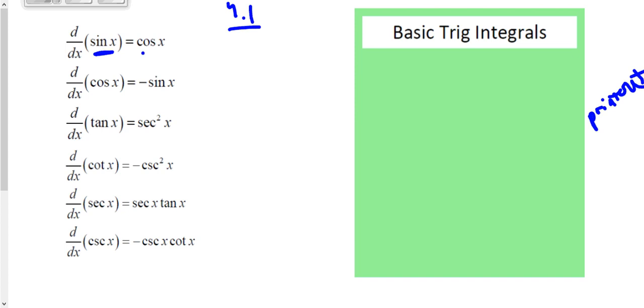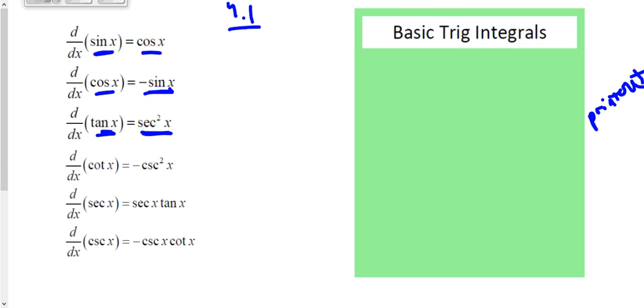The derivative of sine is cosine. Derivative of cosine is negative sine. Derivative of tangent is secant squared, and so on. We can see this list. For integrals, we can only work this list backwards. In Calc 1, that's all we do.